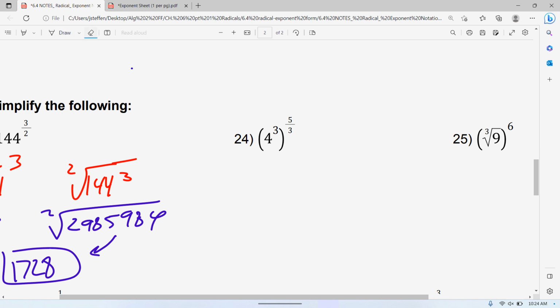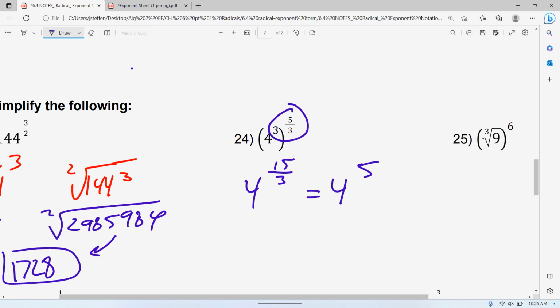So number 24, again, same thing. We're going to multiply our exponents. So 3 times 5 is 15, and then it's 3 times 1 in the denominator. Reduce that down. Again, don't put that in your calculator. If you do, I'm going to count some points off because I need to see 4 to the 5th on your paper. So I want you to reduce that fraction.